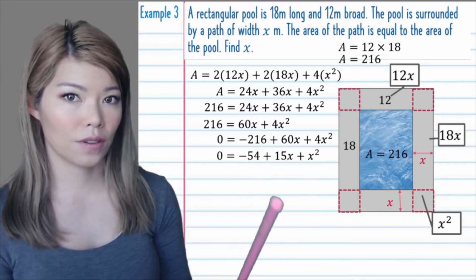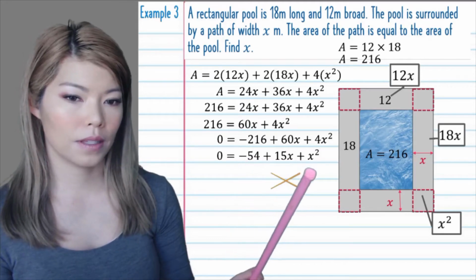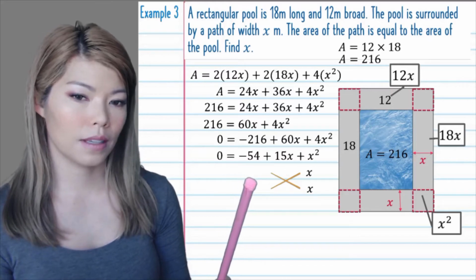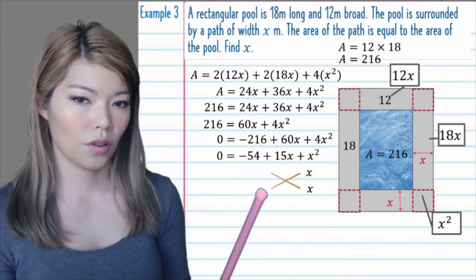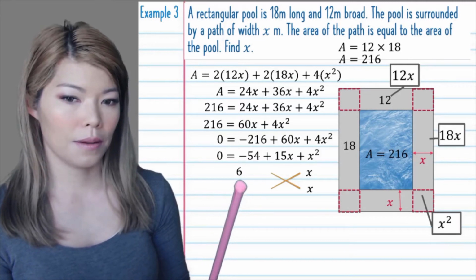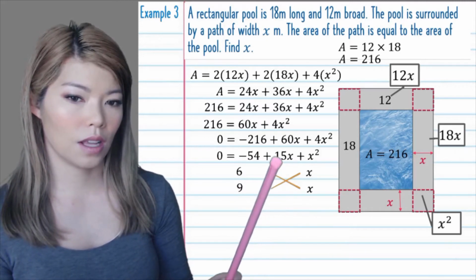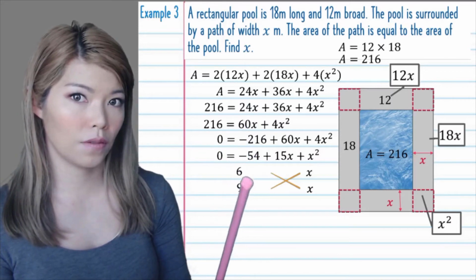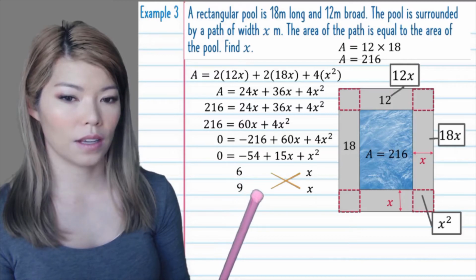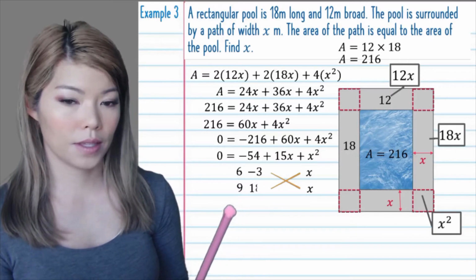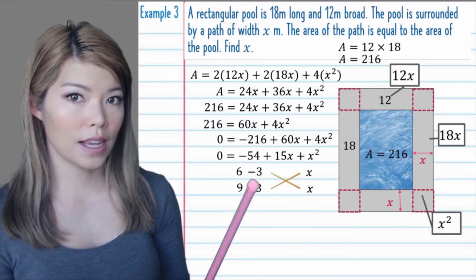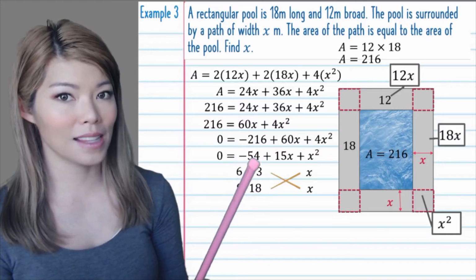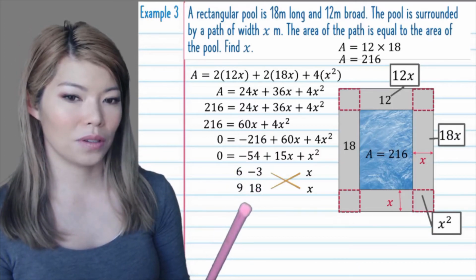Now we can factorize. We can think of what numbers multiply to give us negative 54 and add up to 15. So 54 is 6 times 9, but 6 and 9 cannot give us 15 because one of them has to be negative because we want negative 54. So we have to try something else. What about 3 times 18? Well, if I make the 3 negative, then 18 minus 3 does give us 15. And minus 3 times 18 does give us minus 54. So we're going to use negative 3 and 18.